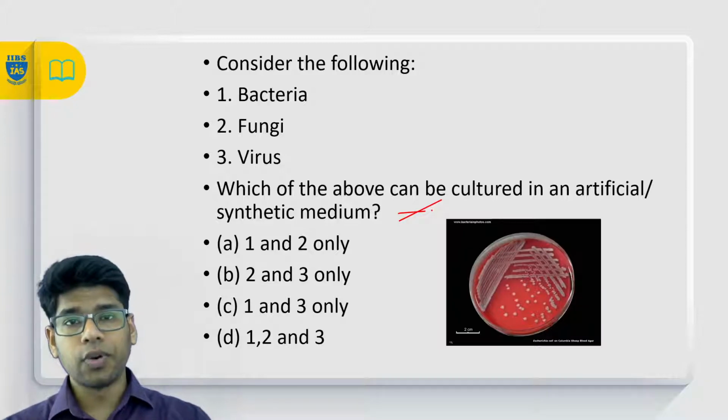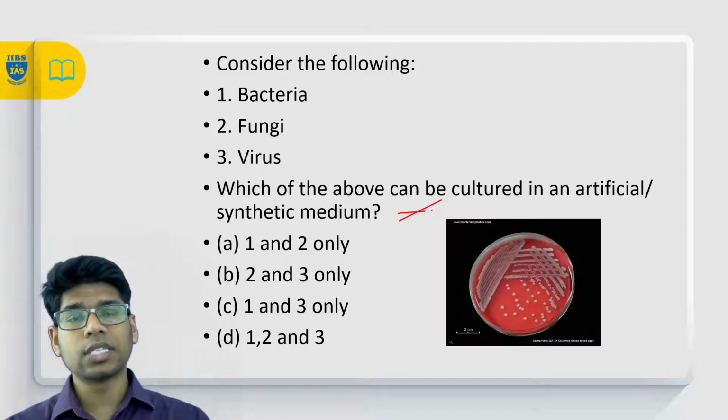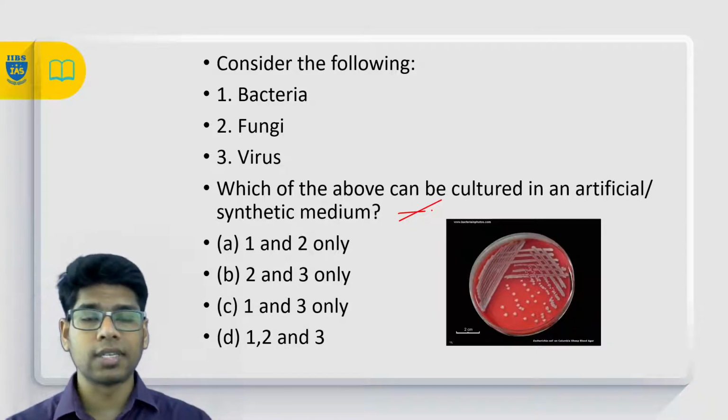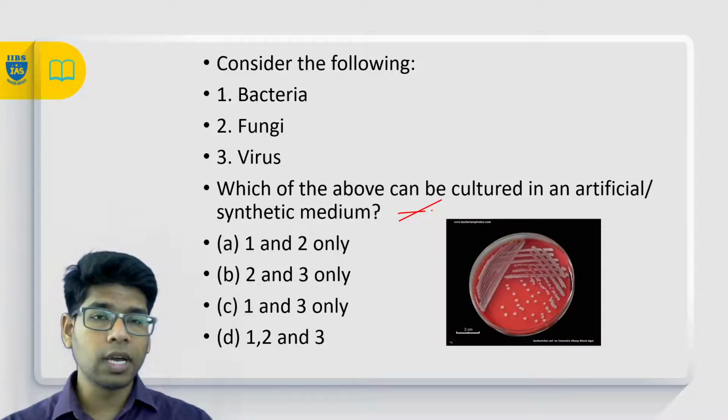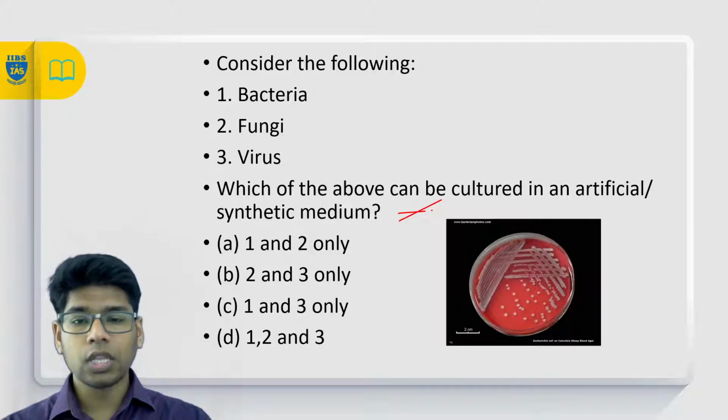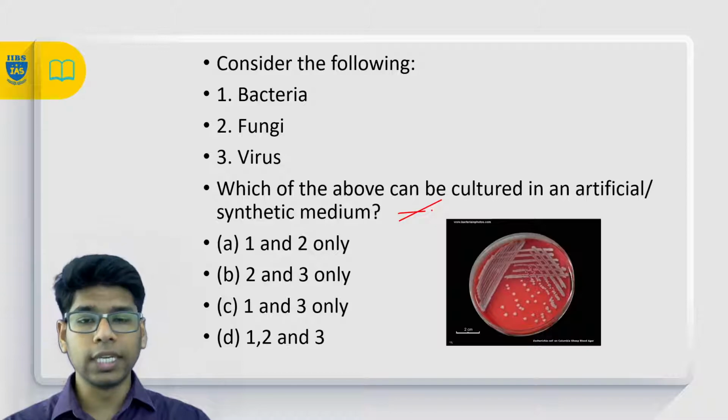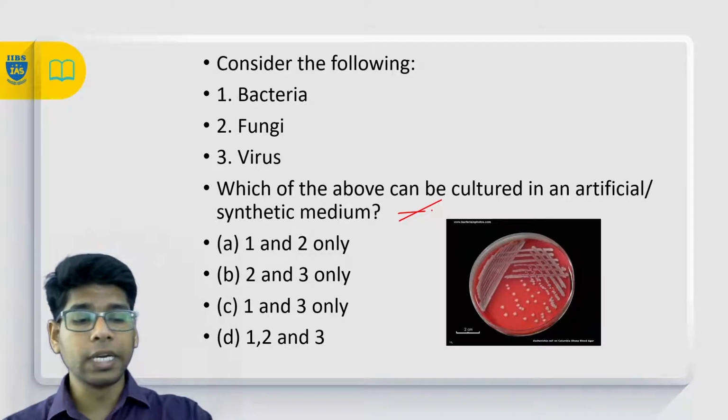If I am alive, the viruses can survive within me. If I die, the viruses die. They can only be transmitted through a living host. So that's why option A, only 1 and 2, the bacteria and fungi, can be cultured in the artificial synthetic medium.